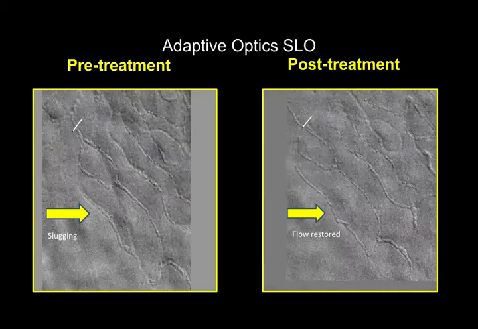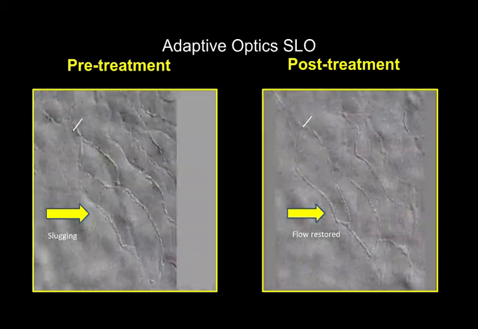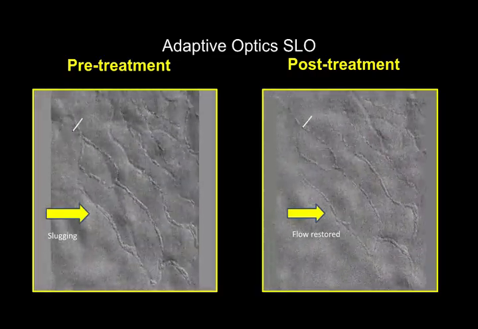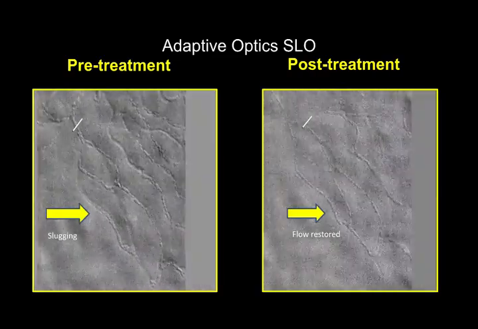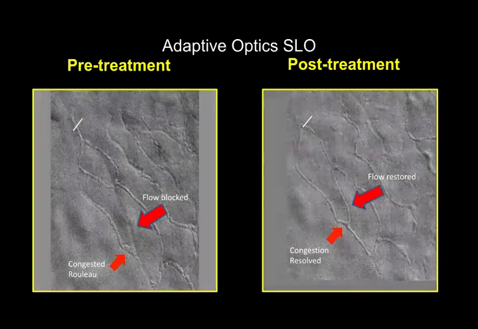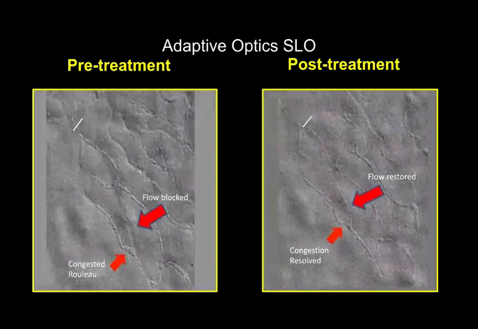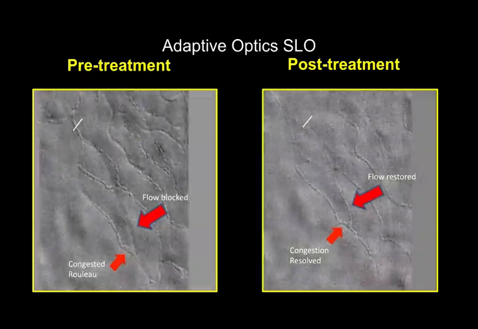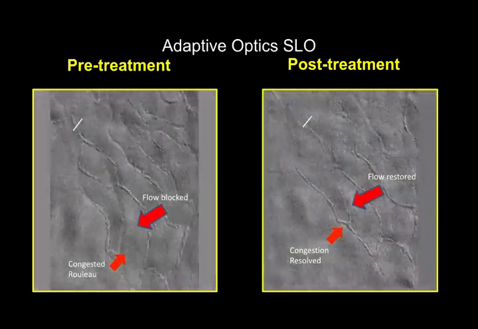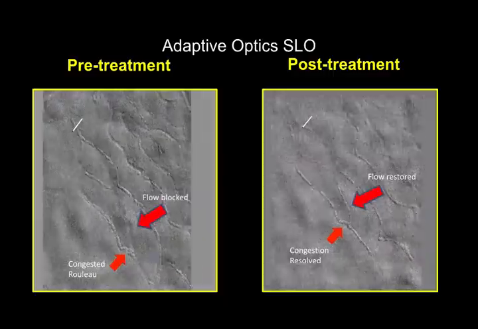In another quadrant, you can see sludging of a long segment along the FAZ border, which is then restored following treatment. And finally, here's an example of a congested rouleau blocking flow in the long segment. Following initiation of treatment, there's brisk flow.